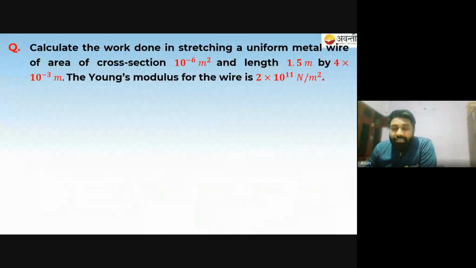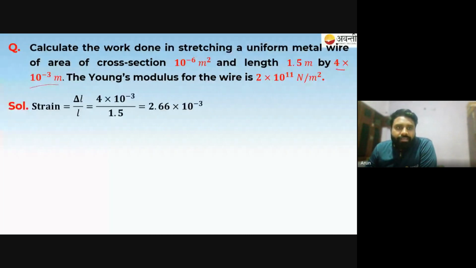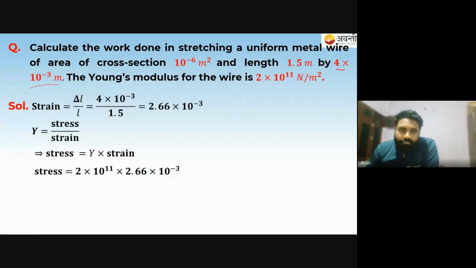Now we can see a question on that. Calculate the work done in stretching a uniform metal wire of area of cross section 10 raised to the power minus 6 meter square and length 1.5 meter by 4 into 10 raised to the power minus 3. So this is the value of stretching given to you, and Young's modulus of the wire is also given to you. Simply, we know that delta L by L is the strain. Y is the stress over strain, so from that equation you can calculate the value of stress.